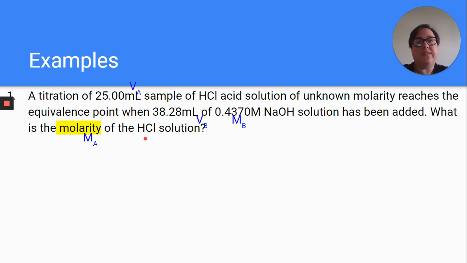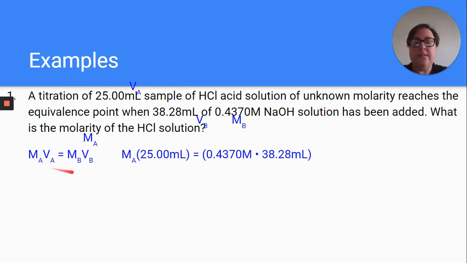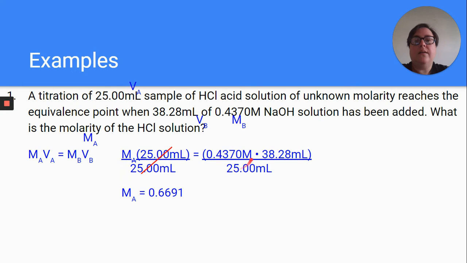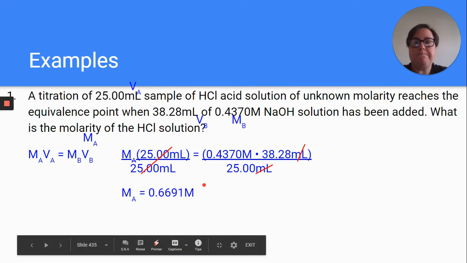I pull my equation from page 3 of the reference table, change my ones and twos to A's and B's, and plug in what I'm given. To find the molarity of the acid, I need to divide both sides by the volume 25, so that it cancels out over here and I'm left with just the molarity of the acid. Plug that into the calculator. I'm using 4 significant figures because all of these numbers have 4 sig figs. If I look at my units, milliliters and milliliters would cancel, leaving me with molarity. So I know that I solved this problem correctly.